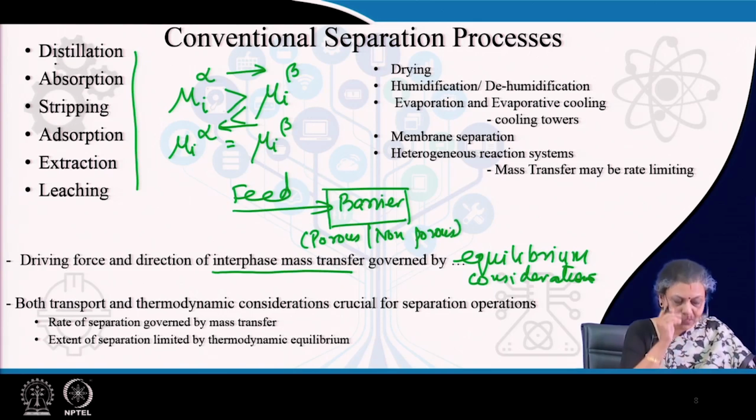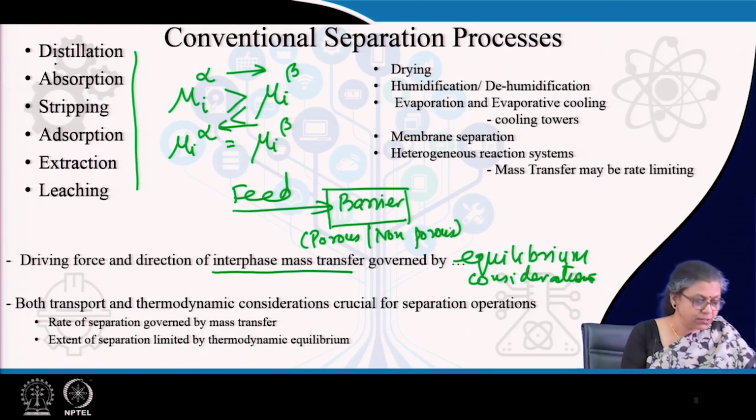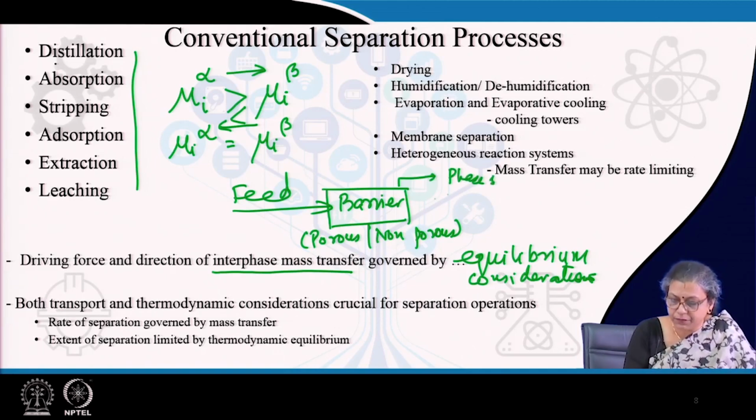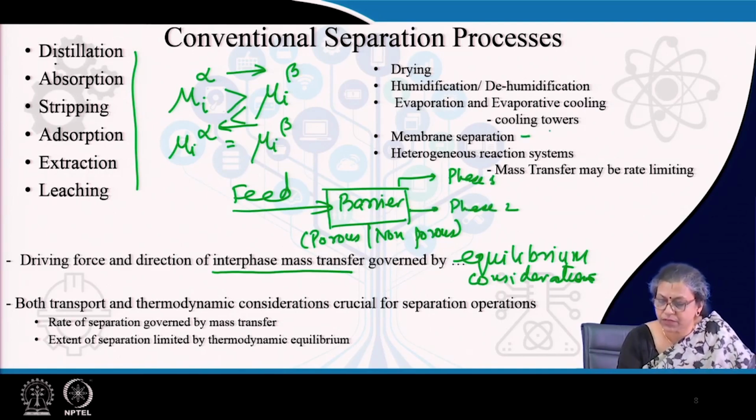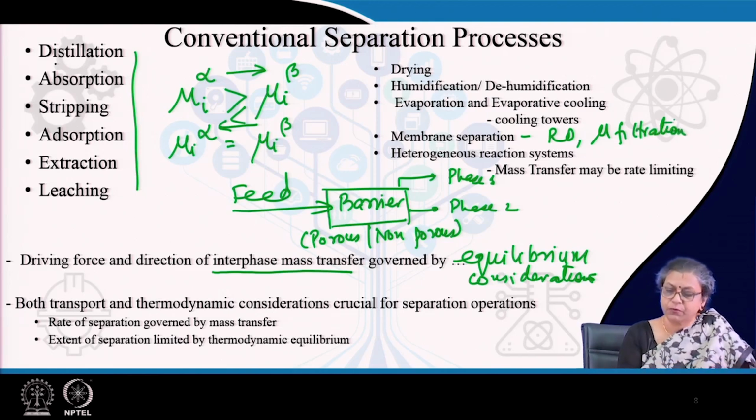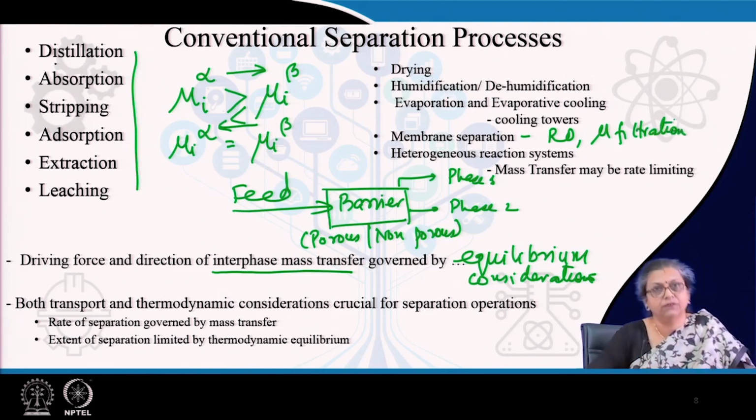This particular barrier either restricts or enhances the movement of certain species with respect to the other species, and accordingly we get a phase 1 and phase 2. But again, in this case, among the membrane separation processes we can have reverse osmosis, microfiltration, ultrafiltration, all sorts of membrane separation processes, but they are also not governed by any equilibrium considerations.